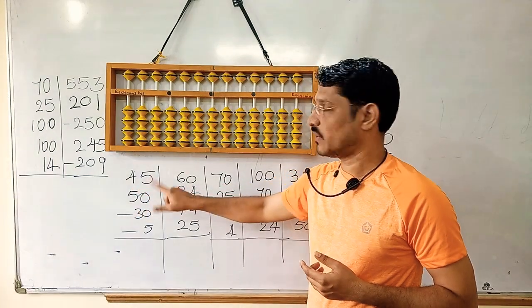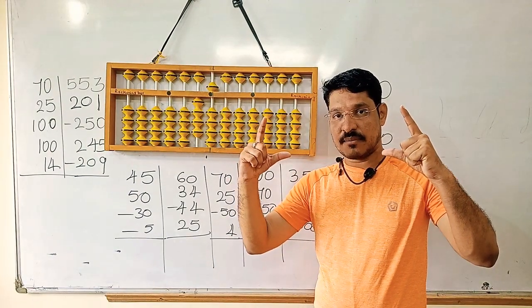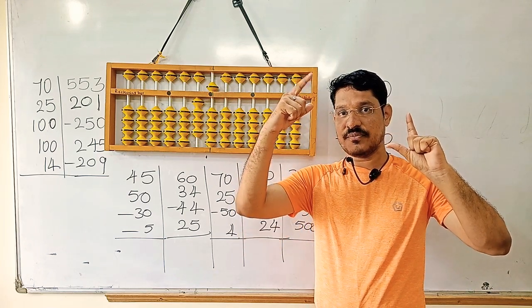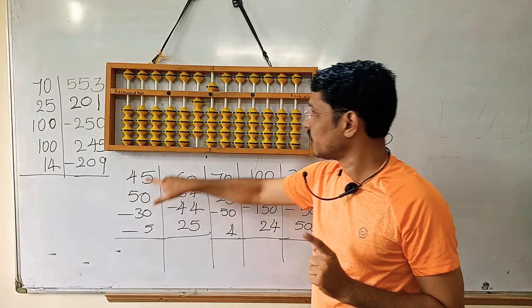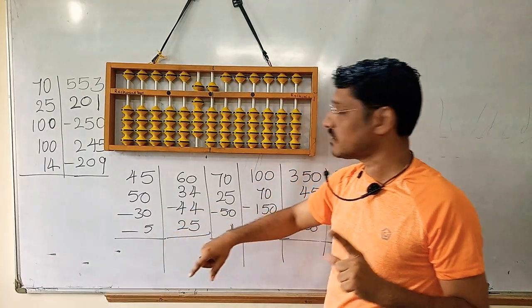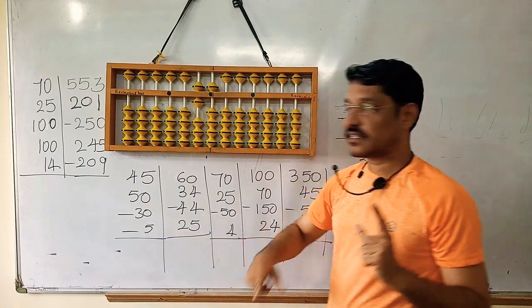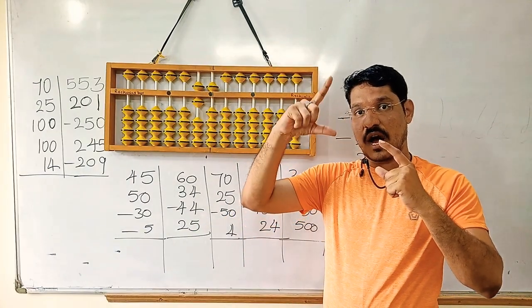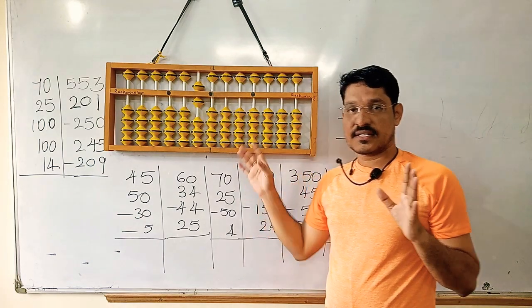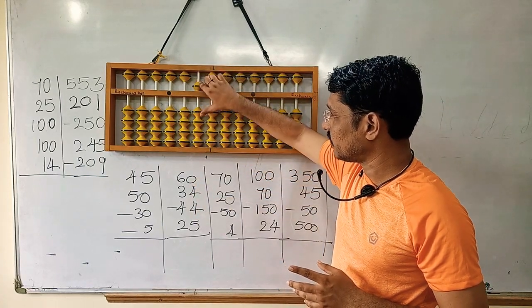Here 45: 1, 2, 3, 4, and the 5. How to do it without the Abacus? 4, 5, that is 45. You can do it like this also. Then plus 50, then minus 30, 1, 2, 3. Then minus 5, this finger goes up like this. So my answer is 60. Without the Abacus tools you can do it like this. Then plus 60, means 50, 60.